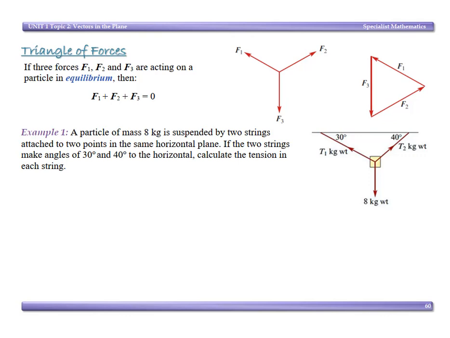Triangle of forces. If three forces F1, F2 and F3 are acting on a particle in equilibrium, then that means F1 plus F2 plus F3 has to equal 0.